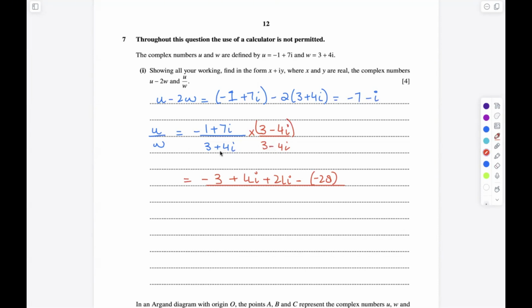So we'll apply the identity, which is (a + b)(a - b) = a squared - b squared. So we'll get 9 minus, so 4 times 4 is 16, and i times i is -1, so this will become minus minus 16. Simplifying this, we'll get -3 + 28, which is 25. 4i plus 21i is 25i, and this is divided by 9 + 16, which is 25. Simplifying this, we'll get (25 + 25i) divided by 25, which will become 1 + i. So this will be u/w.